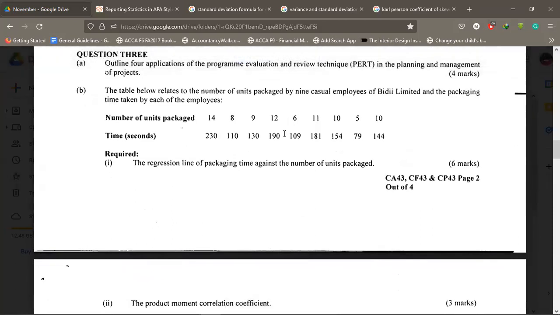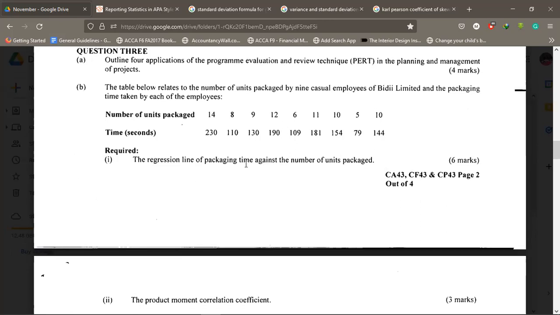November 2015, question 3B. You can read the question kindly. The table below relates to the number of units packaged by 9 casual employees of BD Limited and the packaging time taken by each of the employees. We have the number of units packaged and the time in seconds. So we have units packaged 14, 8, 9, 12, 6, 11, 10. Just go to the requirement.